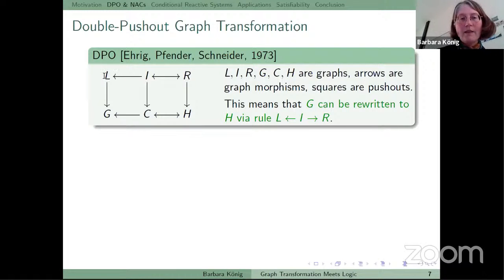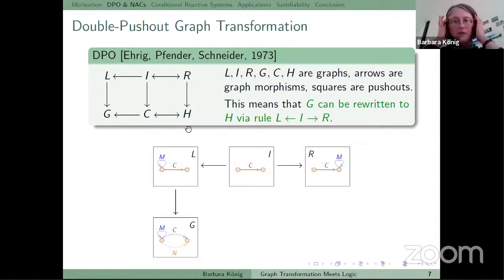It means that if I glue the left-hand side L and some context over their joint interface, then I get G. So if I can construct G from the left-hand side and the context by gluing them together via pushout, I can also take this context, glue it to the right-hand side and get H, which means that I rewrite G to H using that rule.